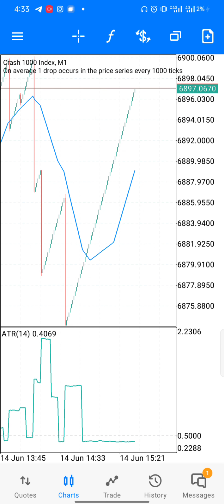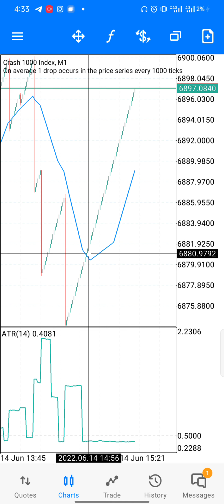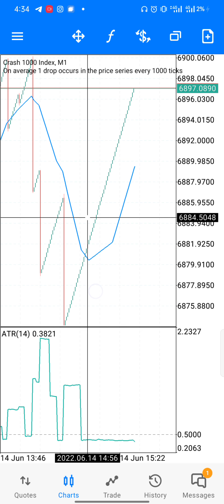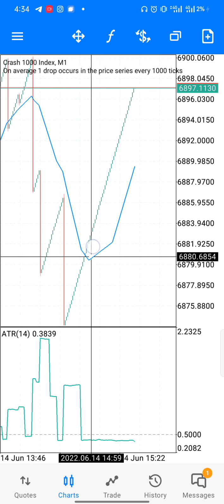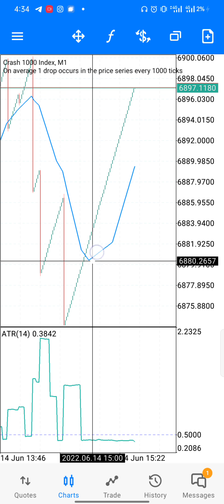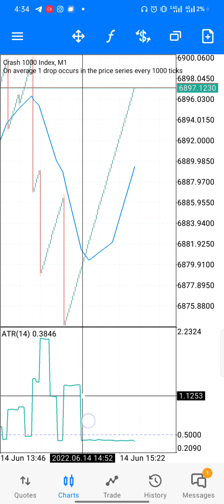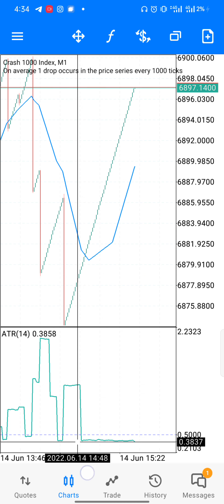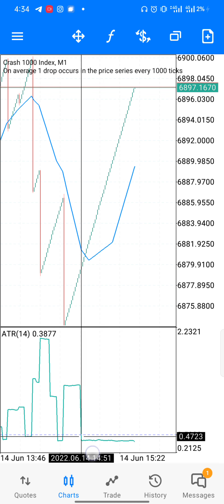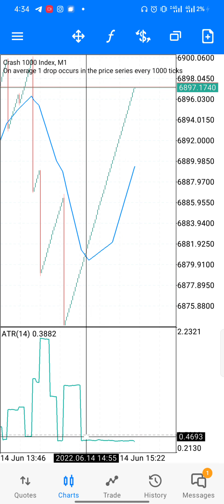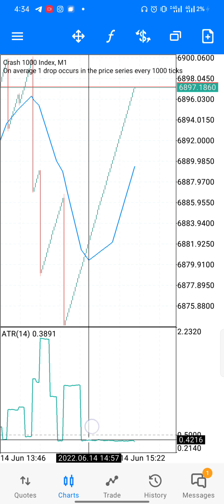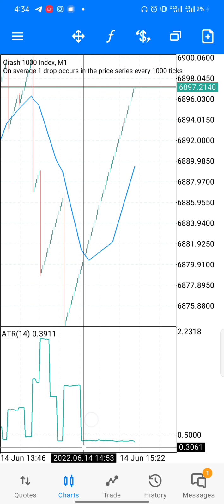Now guys, let's talk about how you can use this strategy. You just need to watch out for two conditions. First, watch out for the moving average to cross below the chart, and watch out for this green ATR line to cross below the 0.5 level. Once those two conditions are met, all you should do is place a buy. You take out 6 candles, and as soon as it gives you 6 candles, you are out.